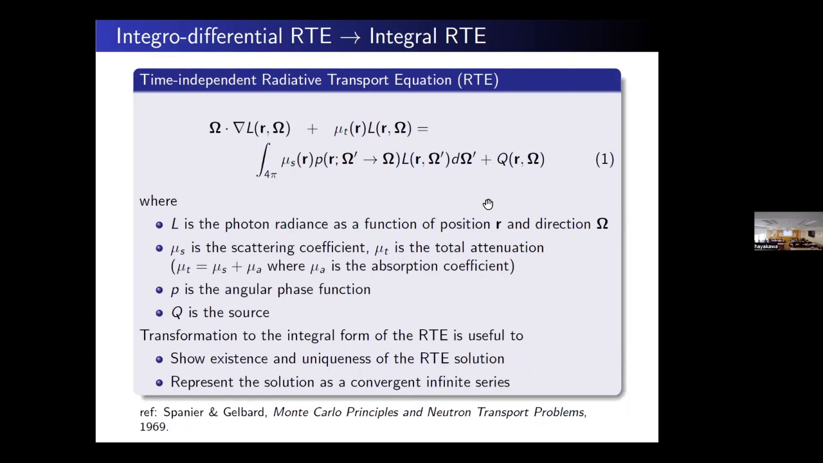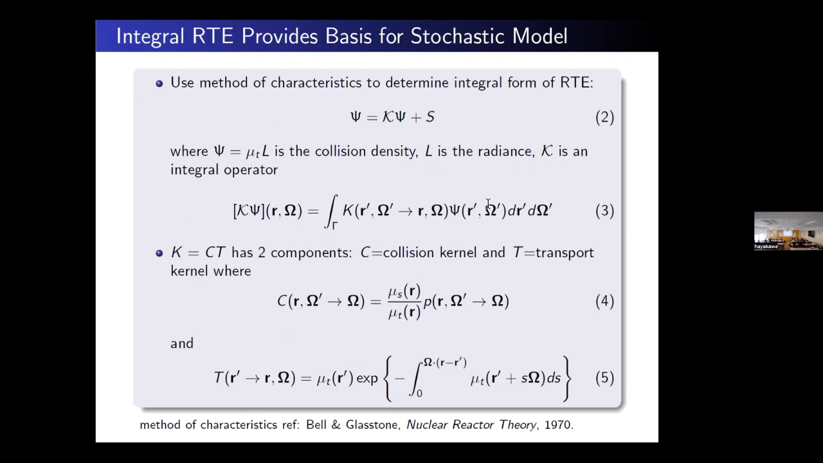q is the source. And the reason why we transform to the integral RTE, why would you do that if you already have the equation? Key things. You can show existence and uniqueness of the solution. Big deal. And also you can represent the solution as a convergent infinite series. This is also a big deal. And this is something that Jerry Spanier did back in '69.